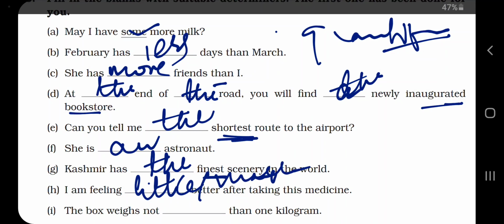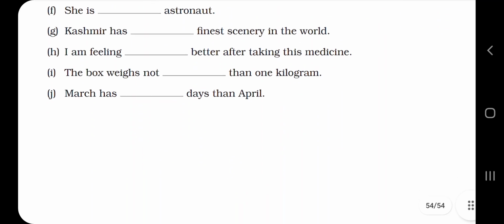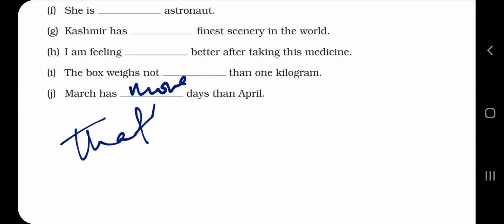The box weighed not more than 1 kilogram. March has more days than April. And that's all. The chapter stands completed. That's all.